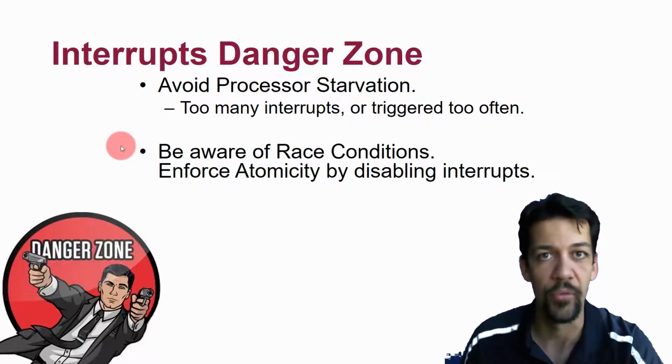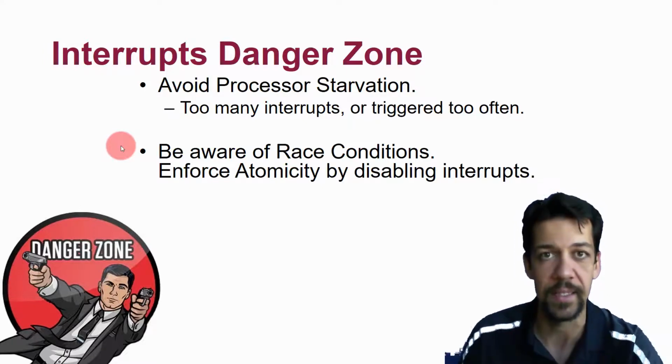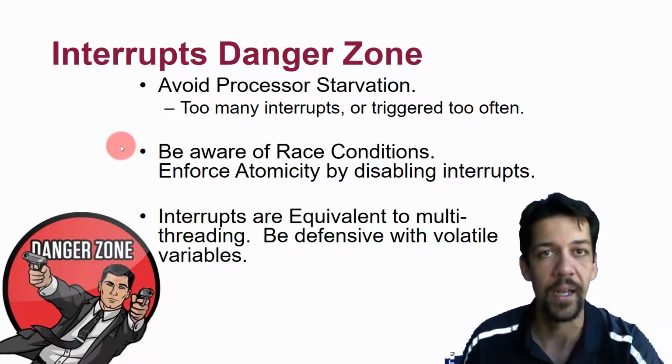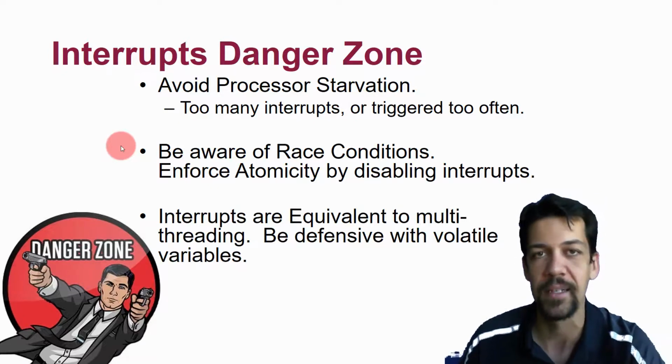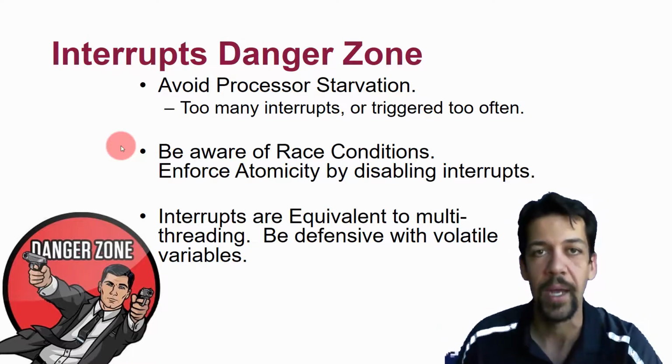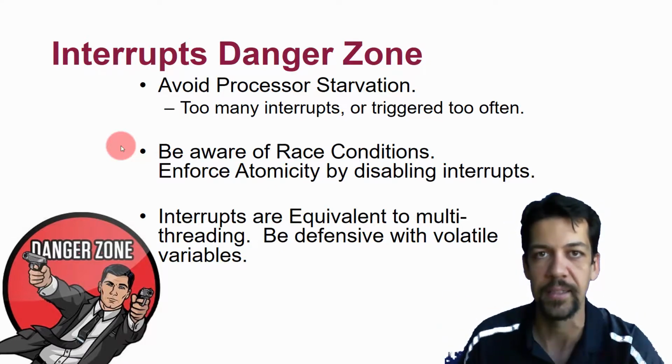You also want to be aware of race conditions. This is the enforcement of atomicity that we just looked at. And if you have variables that are changing during processes that are executing, make sure to prevent that from happening if it's design critical. And finally, interrupts are equivalent to multi-threading in a kind of way. And basically, we make them thread safe by using the volatile keyword. So that's another set of tools in our toolbox for handling issues with interrupts.